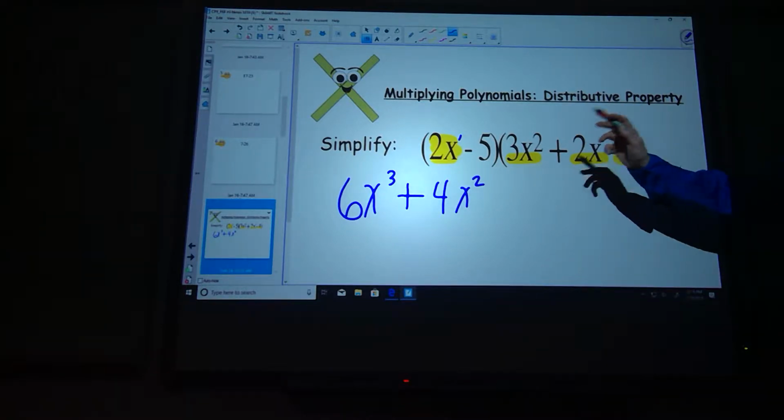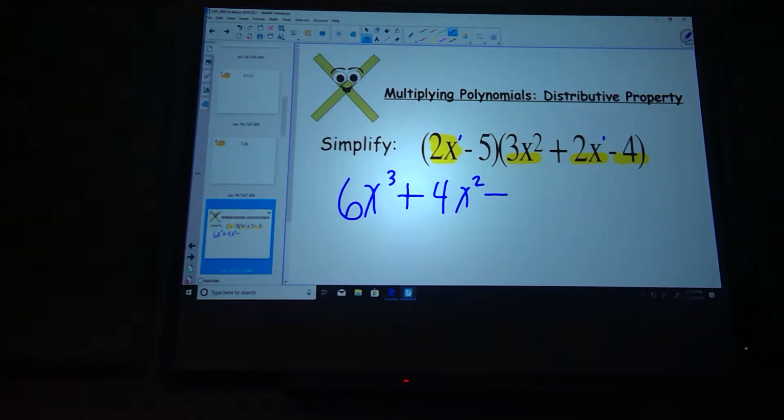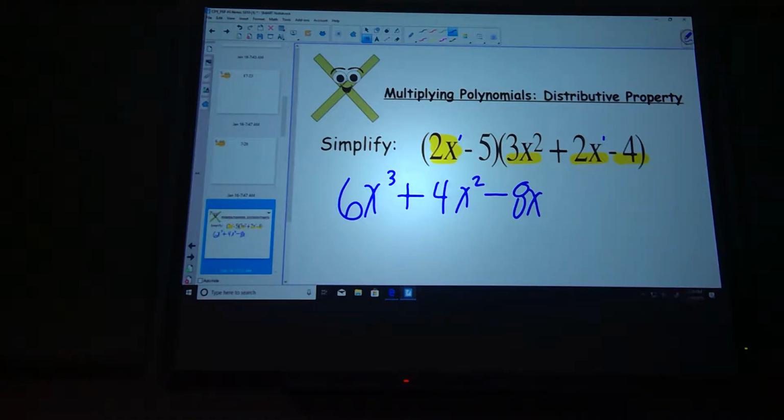And then I'm going to go 2x times negative 4. What's 2x times 4? What's 2 times 4? 8. And then an x comes along. So that's the first part of the problem. Go ahead and copy that part down.